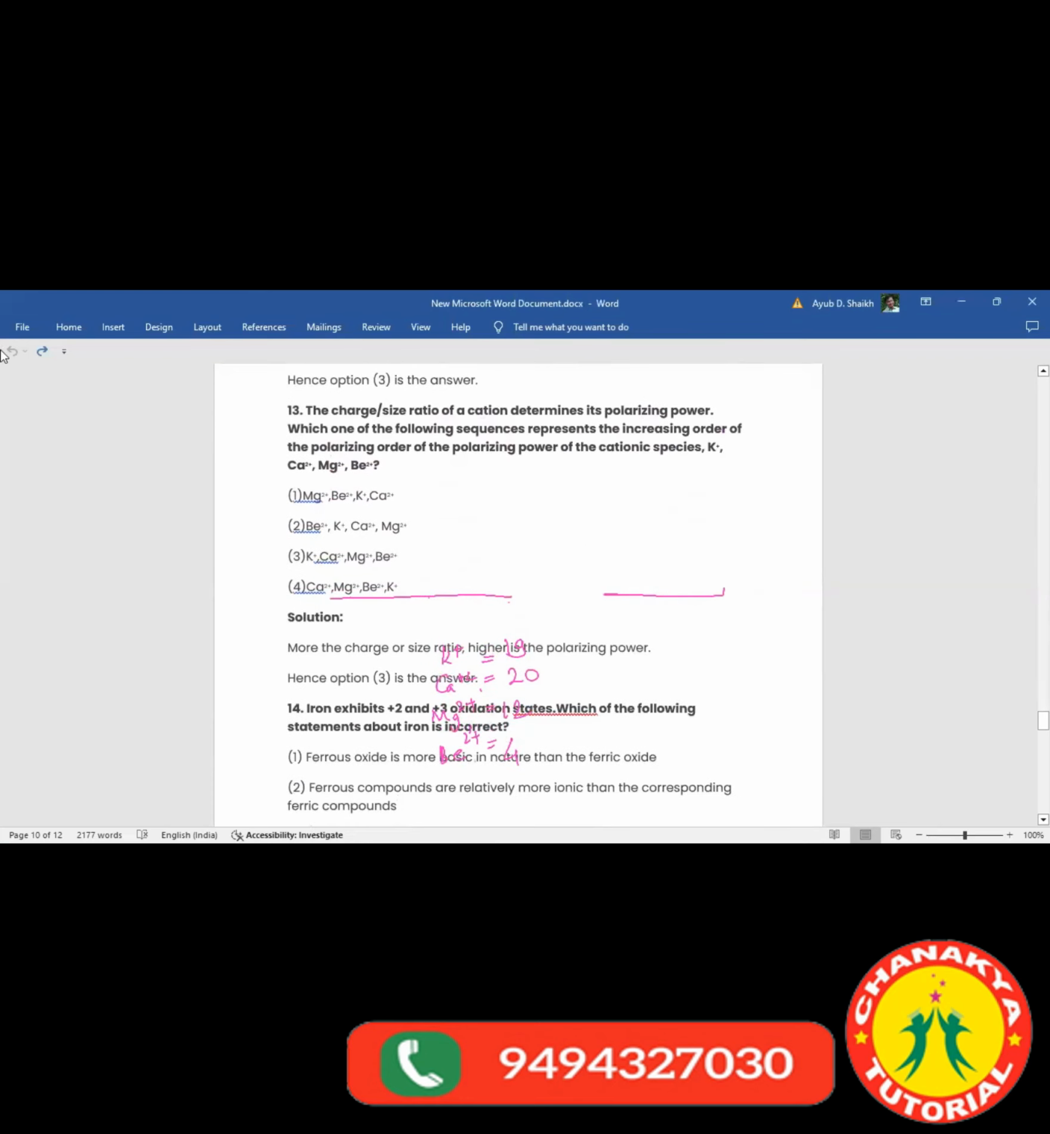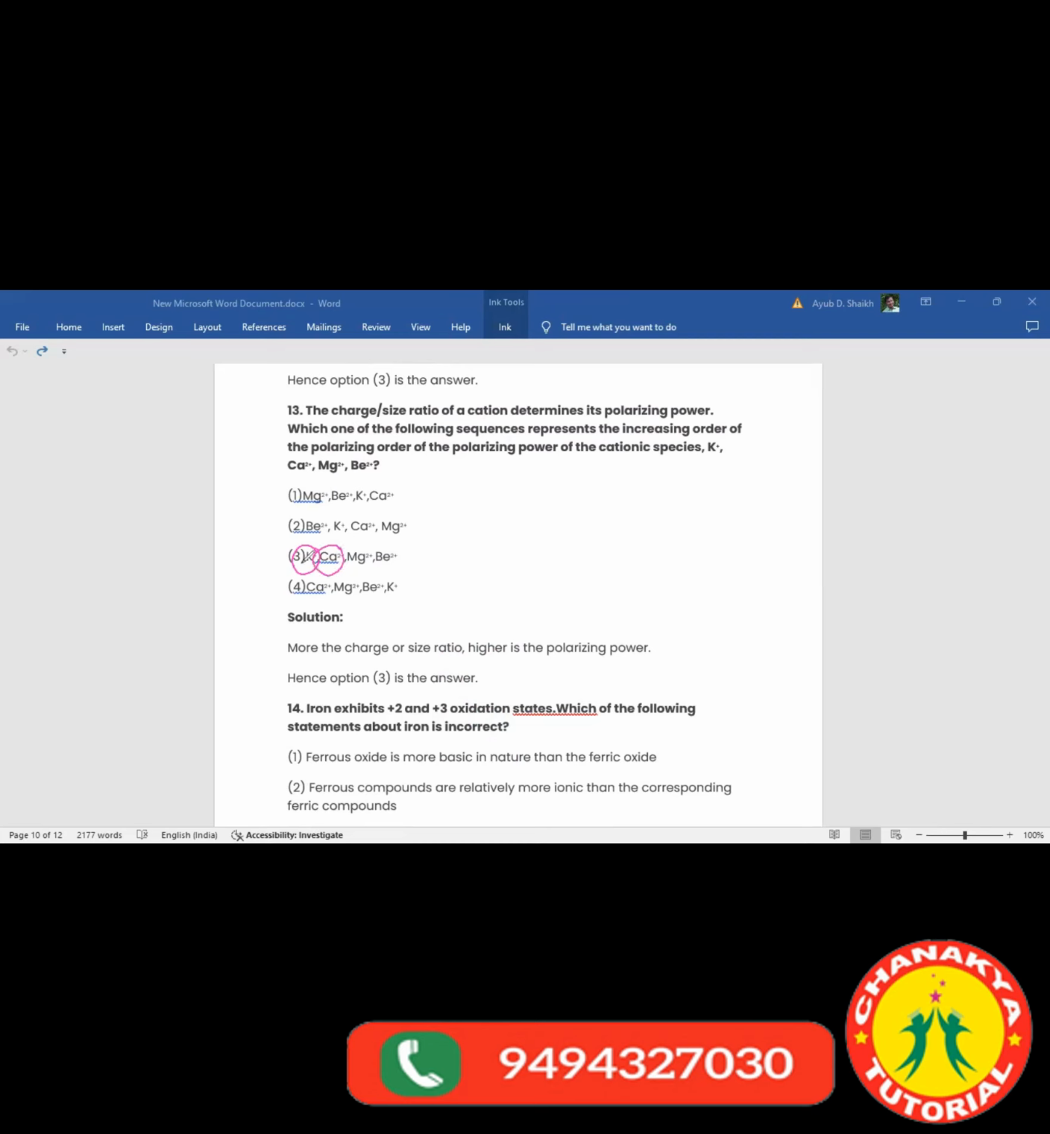Check it here. What is given? I'll clear it. They have given for potassium that potassium has a higher ion ratio, size and ion ratio as compared to calcium 2 plus.